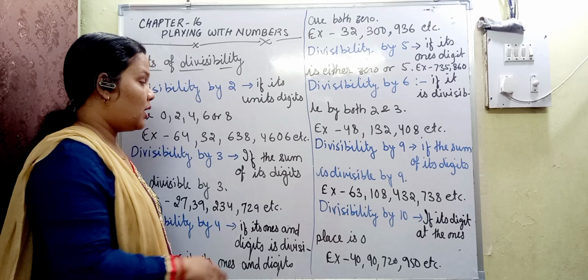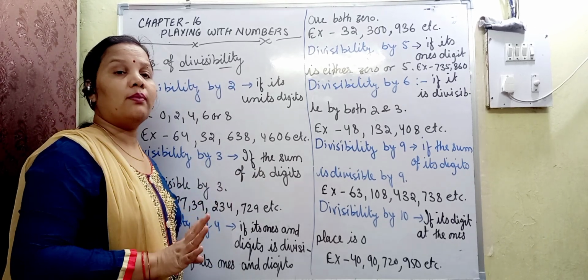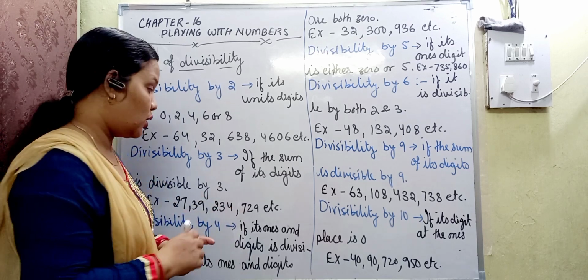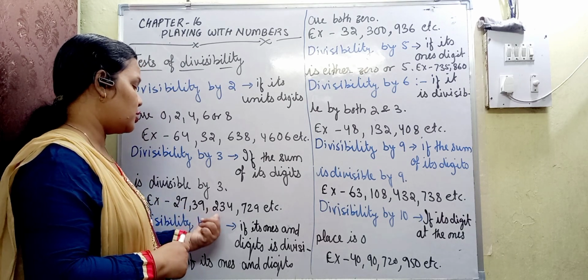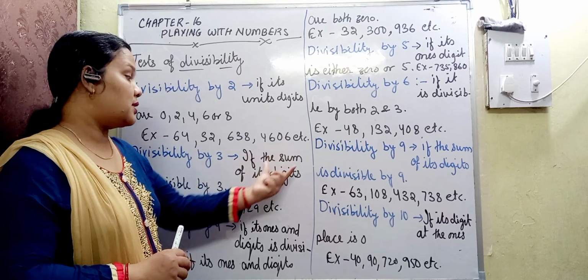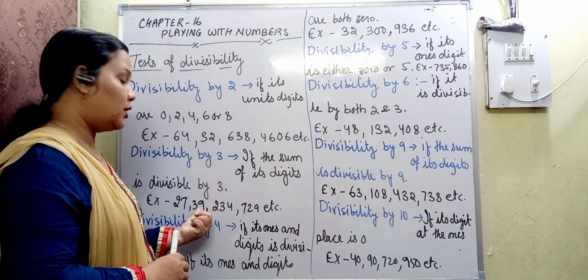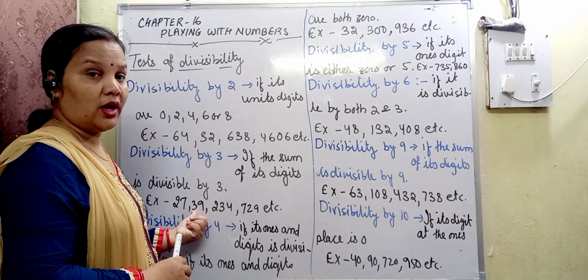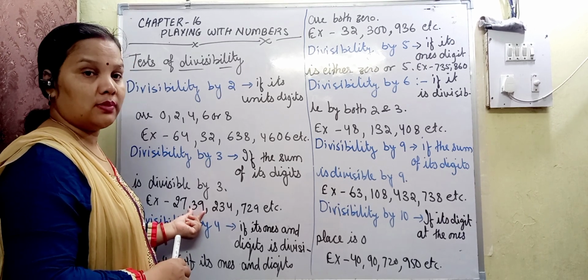Now next is what? Divisibility by 3. If the sum of its digits is divisible by 3, so whatever number is given, you have to add its digits and find out whether the sum is divisible by 3 or not. So look here, I have taken some examples, which are 27, 39, 234, 729, etc. Take 39, a 2-digit number, just add the digits. 9 plus 3 gives you 12, and 12 is divisible by 3, so 39 is also divisible by 3.